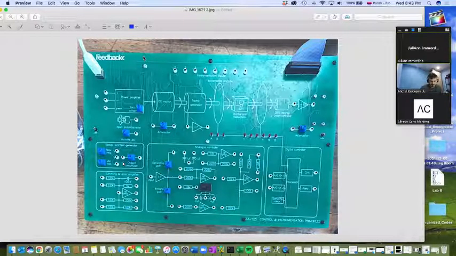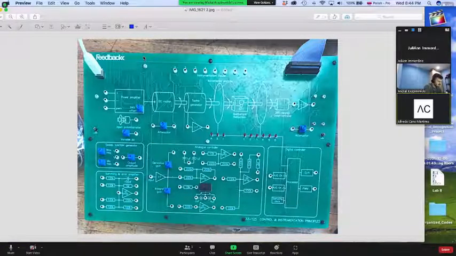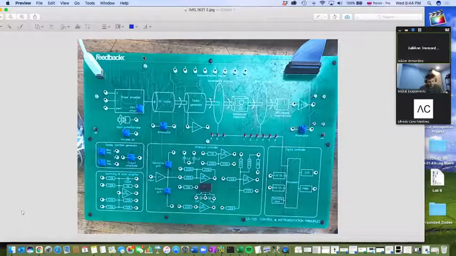So don't panic. There will be no surprises, right? You will be actually tested on your understanding of the system rather than your ability to follow instructions. This is another thing that I said when I last saw you. You remember that? Yeah. All right. So we're good then.